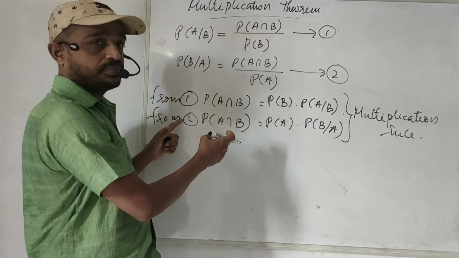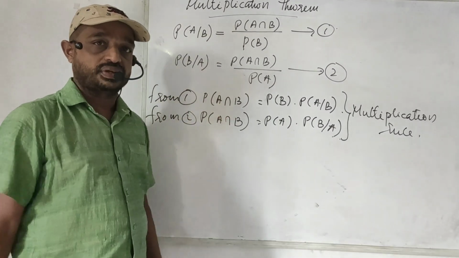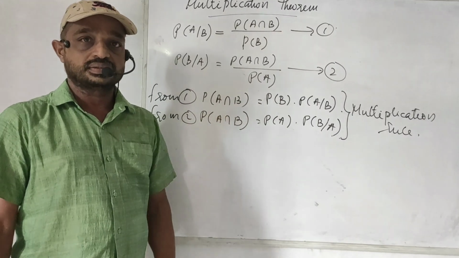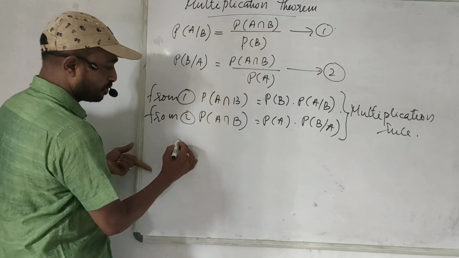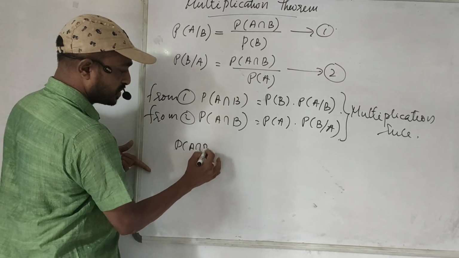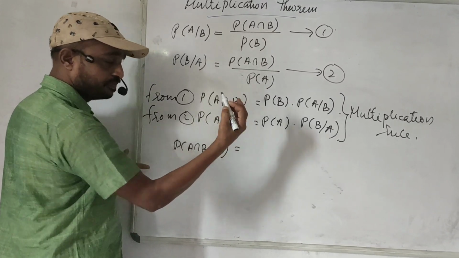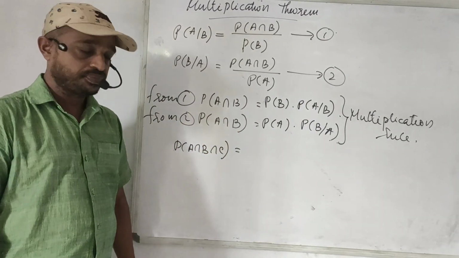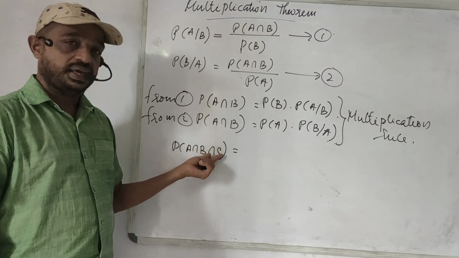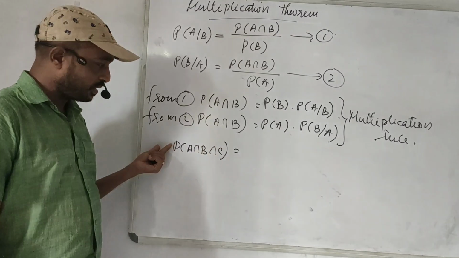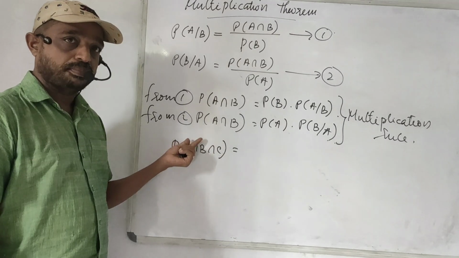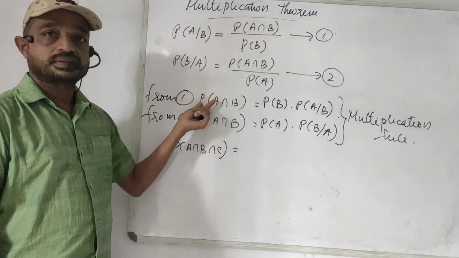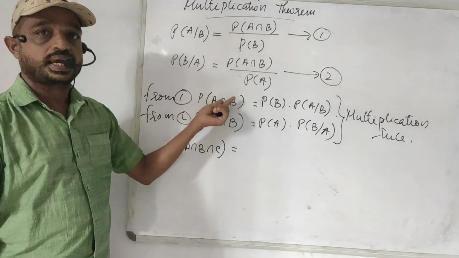Now this theorem can be extended to any number of events. Suppose we are given 3 events A, B and C. How will you find out P of A intersection B intersection C? P of A intersection B intersection C is the probability of happening all the events A, B and C. What is P of A intersection B? It is the probability of happening both the events A and B.